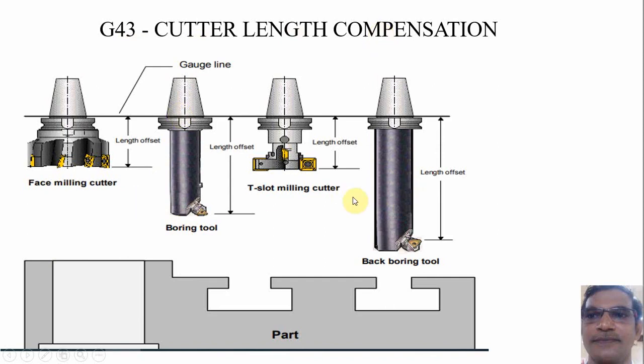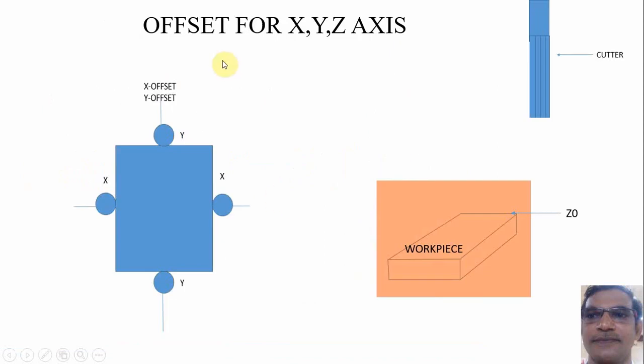And the next one is how to take offset for X, Y and Z axis. First we will see the X axis. First of all we must know the center point of the workpiece. This is X axis and this one is Y axis. In this diagram it is clearly shown. The vertical movement will be the cutter movement, that is nothing but a Z axis.